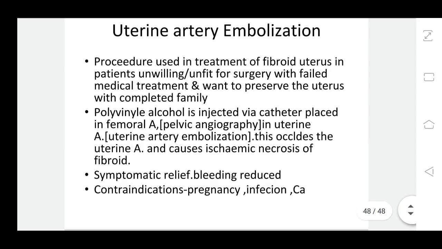So, imaging techniques are quite useful in today's gynecology practice and we can almost not do without them.